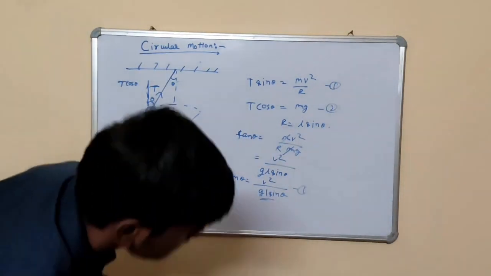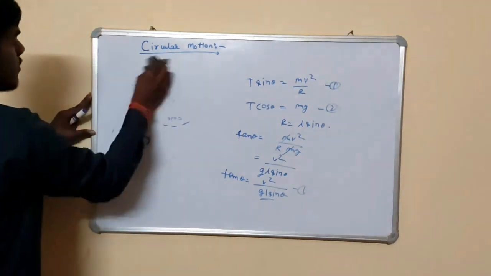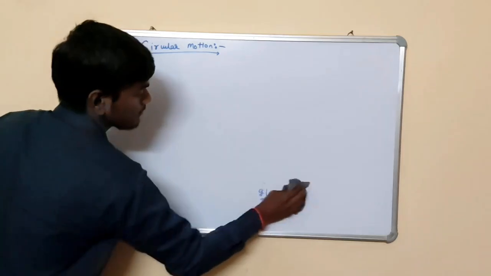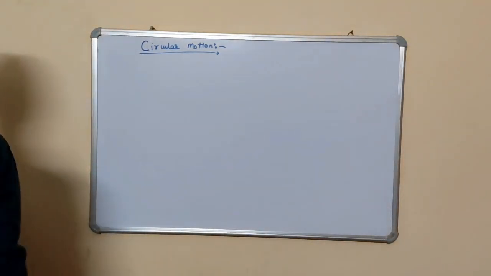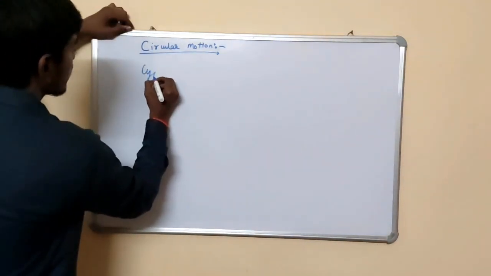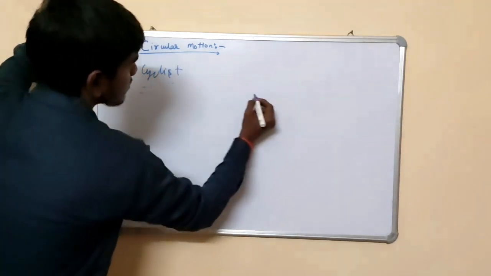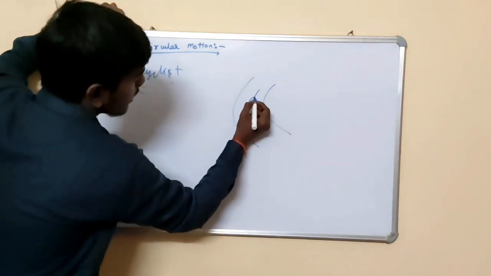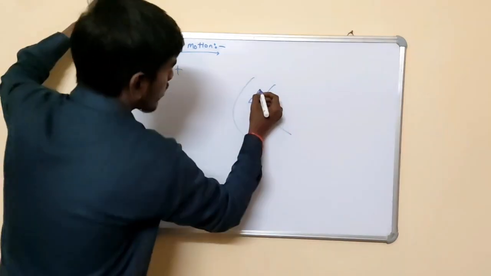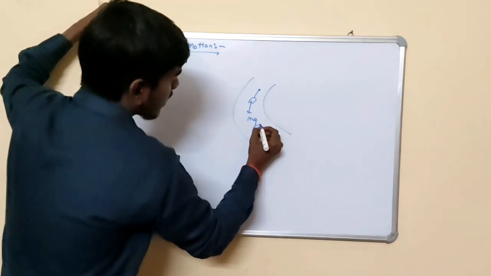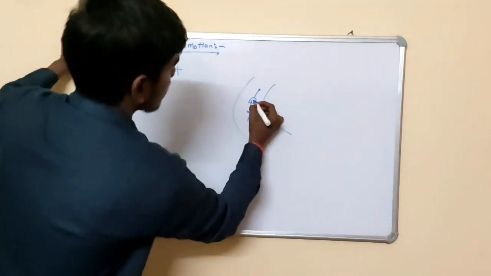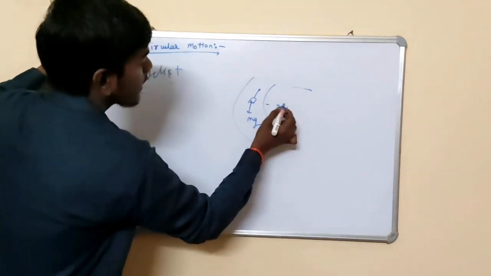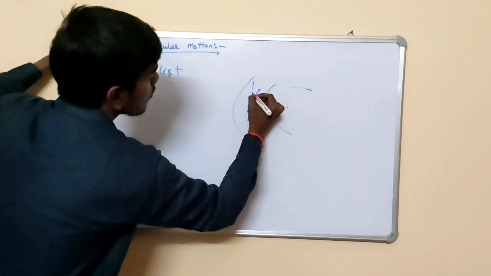Now let's move to the next case, in which we will discuss the bending of a cyclist. Suppose it is a bend in a road, and one cyclist is moving and has to bend on this road. The weight of the cyclist will act downwards. To perform circular motion, the cyclist has to bend.